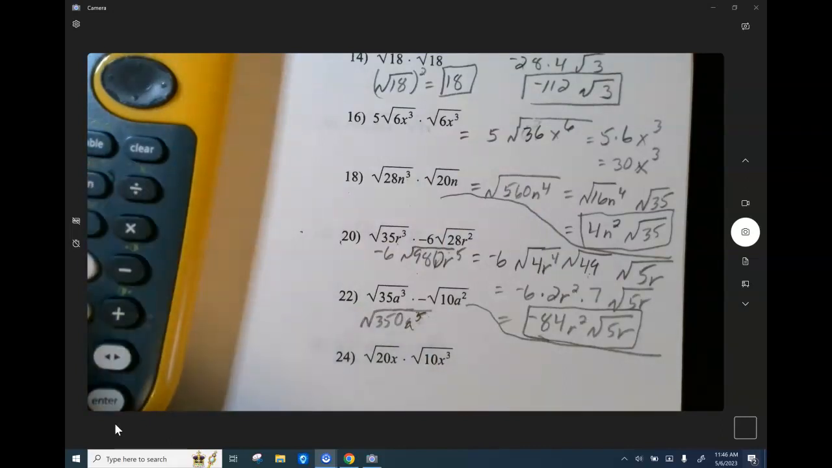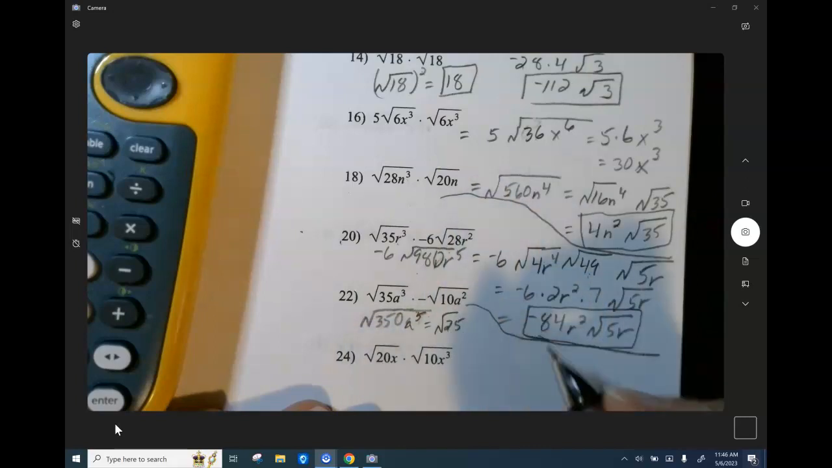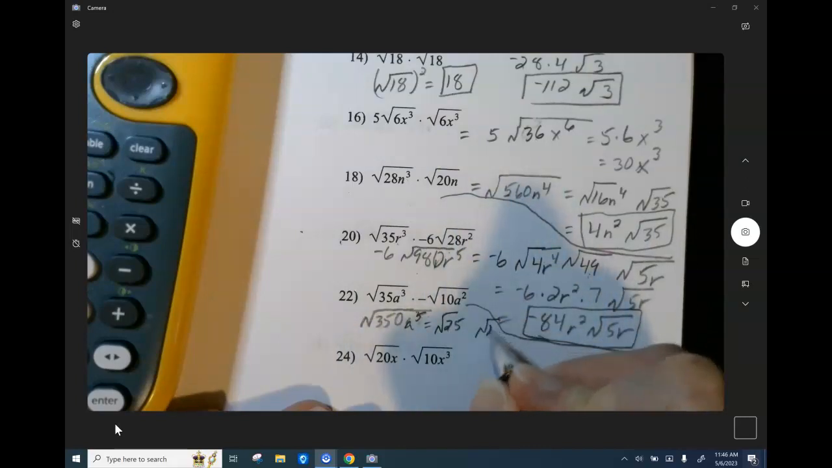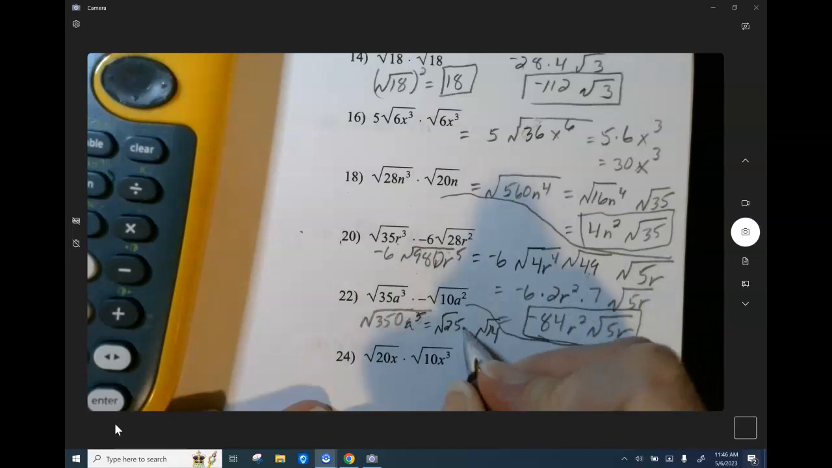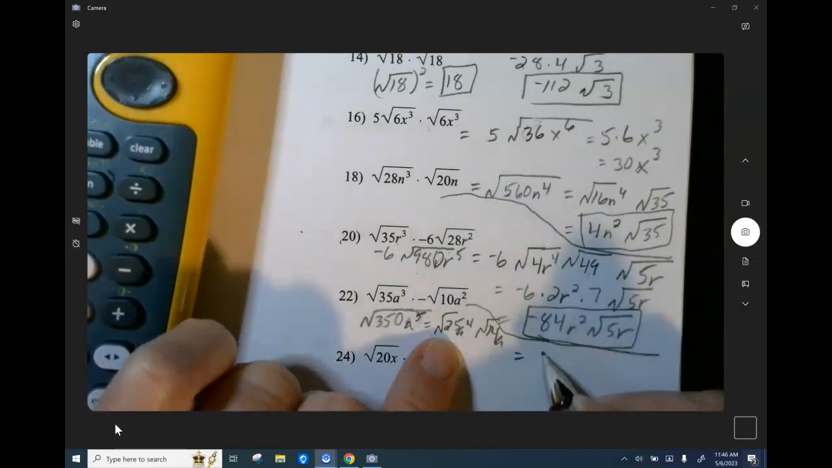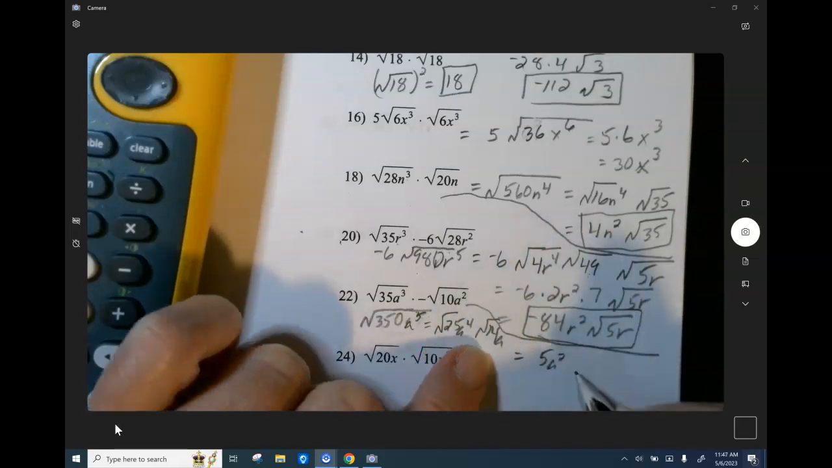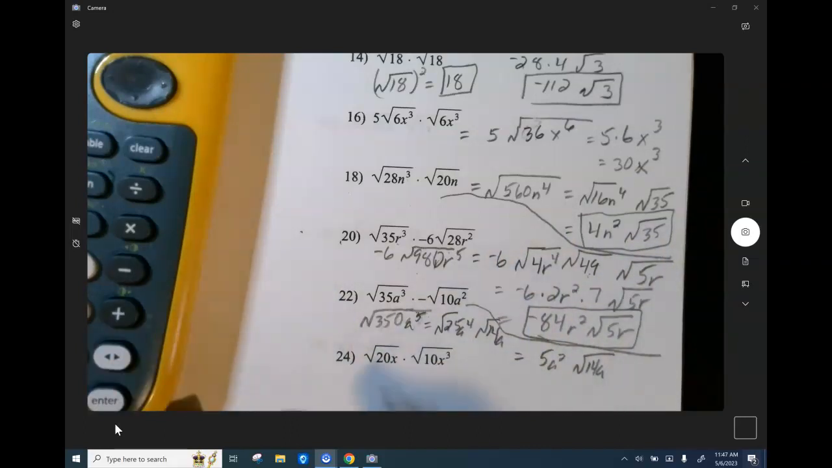Oh, 25. Yeah, whenever it ends in a 0, I always try 25. So I'm going to break this into square root of 25, and then left over is 14. A to the 4th and an a. So the square root of 25 is 5. Square root of a to the 4th is a squared. And then I have a leftover 14a.